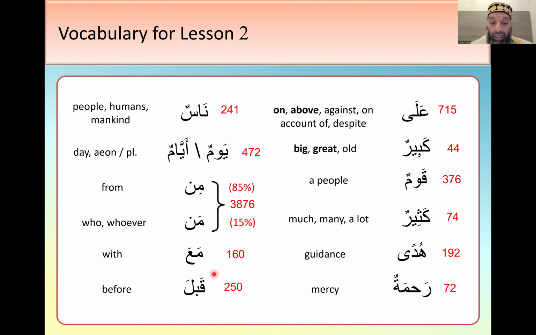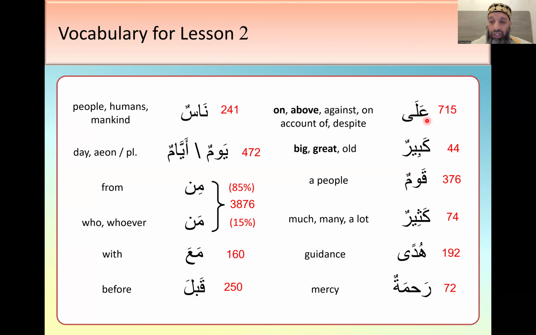Next one, qabla. Qabla means before. And for those who speak Urdu, qabl is the same word. Qabl means before. So qabla means before. Next one, ala. Ala means on or above. Could mean against, on account of, despite. We have to look at the context of the sentence, but on or above.